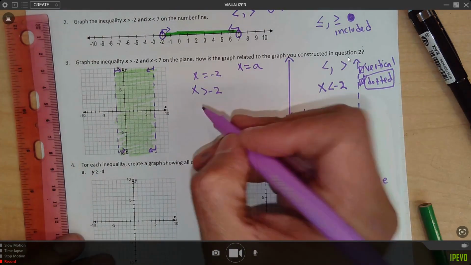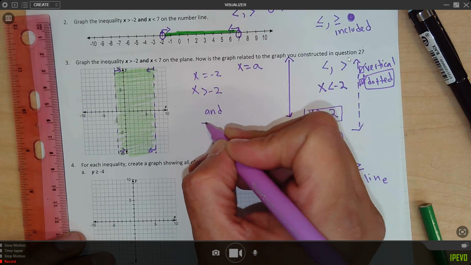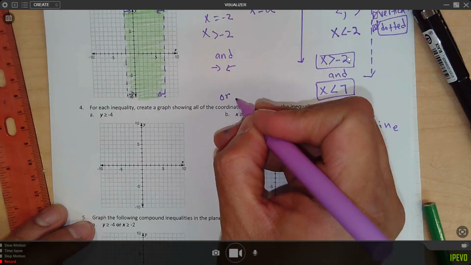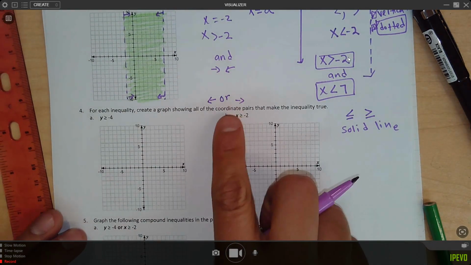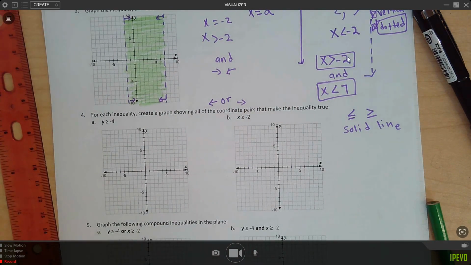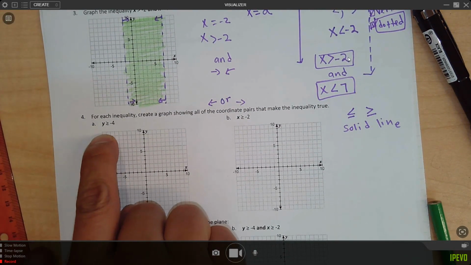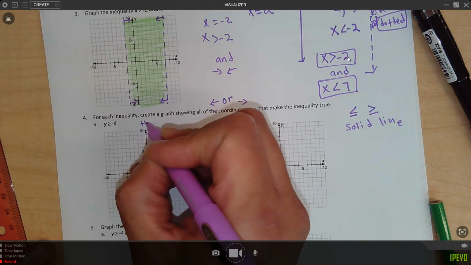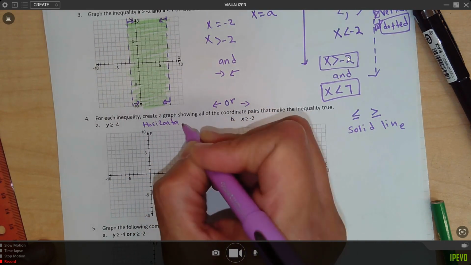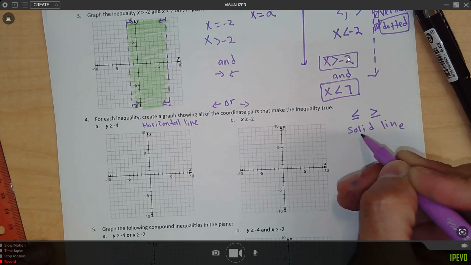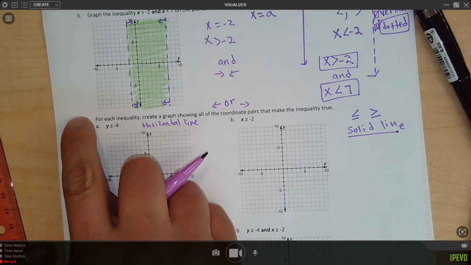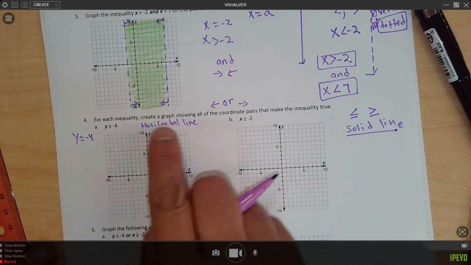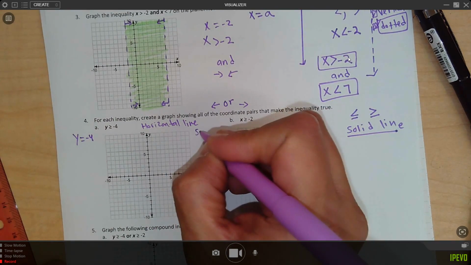Keep in mind that "and" will be pointing towards each other. Whenever you have "or," like this one here, you will have shading going in opposite directions. Okay, we'll talk about that as we get in there. Whenever you have y greater than or equal to negative 4, you're going to have two things. You're going to have a horizontal line, and you're also going to have a solid line because you have a greater than or equals. So pretend you're graphing y equals negative 4, since the line is going to be horizontal and it's also going to be solid.